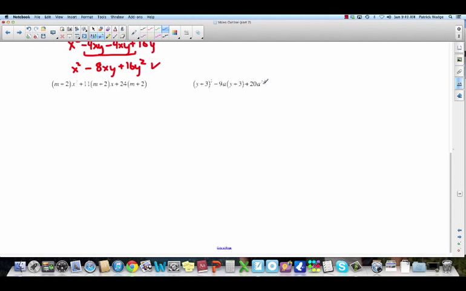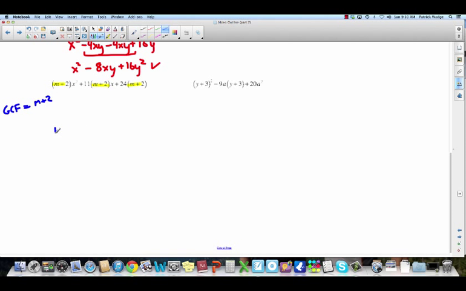If you want to get a little bit ahead and challenge yourself, we got these things. Take a look at this one. m plus 2 times x squared plus 11 times m plus 2 times x plus 24 times m plus 2. What keeps showing up there over and over? m plus 2. Guess what your greatest common factor is? The greatest common factor is m plus 2.